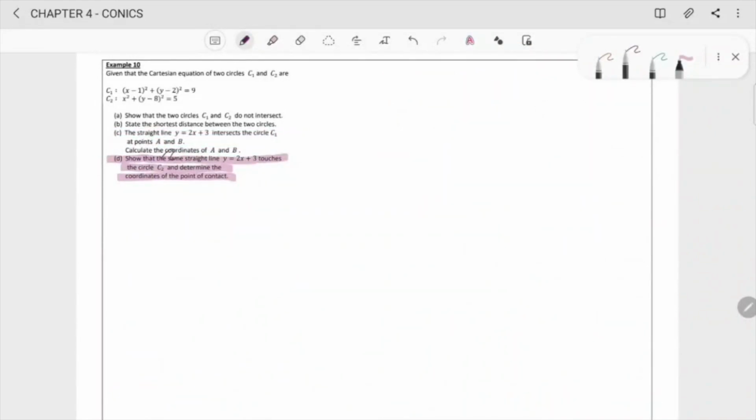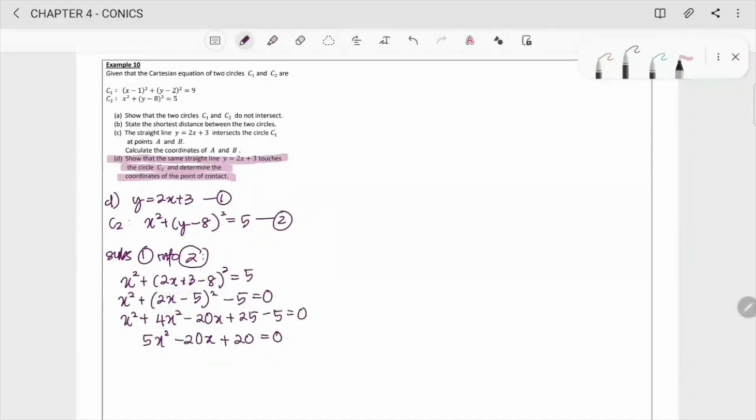For question D, show that the same straight line touches the circle C2 and determine the coordinates of the point of contact. So for D, we have y equal to 2x plus 3 as equation number 1 and C2 as equation number 2. Okay, and then we are going to sub 1 into 2. More or less it's the same concept as the previous question C, but then we need to answer the first question, show that, which is we are going to have b squared minus 4ac. We need to show b squared minus 4ac equal to 0. So it shows that it touches at one point, and later we are going to find the value of x and y to determine the coordinates of the point of contact.